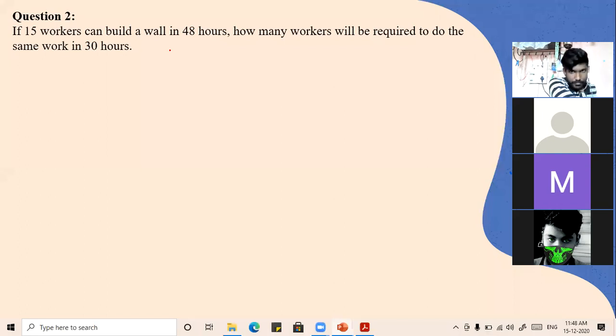The workers will be more. Workers will be what?